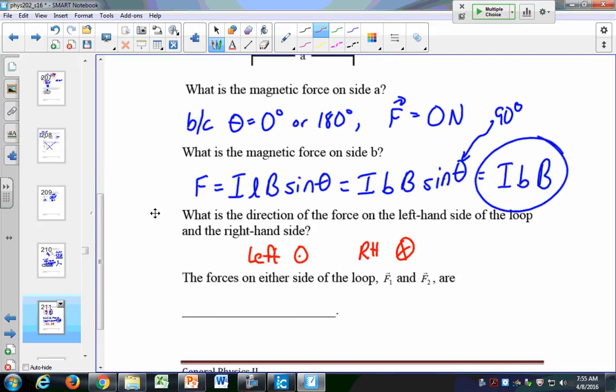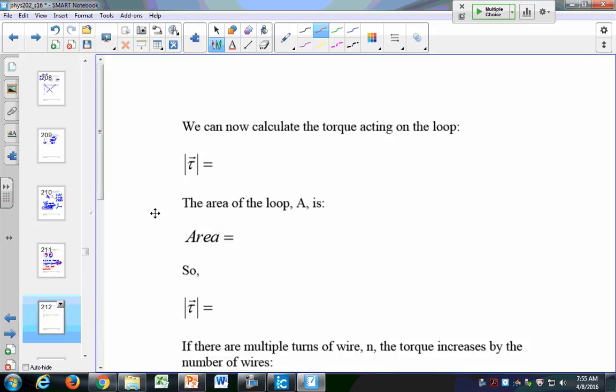All right, so the forces on either side of this are equal in magnitude, because they're both given by this expression, I L B. We can also calculate what this torque is.